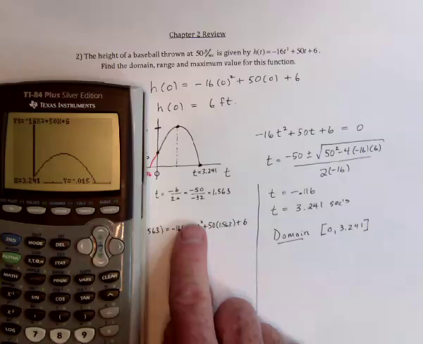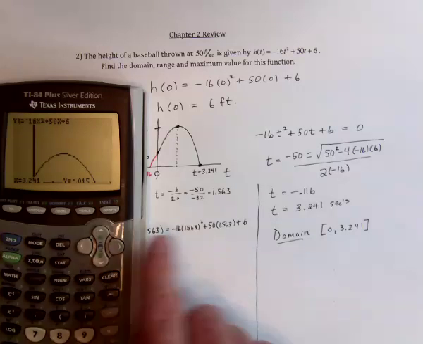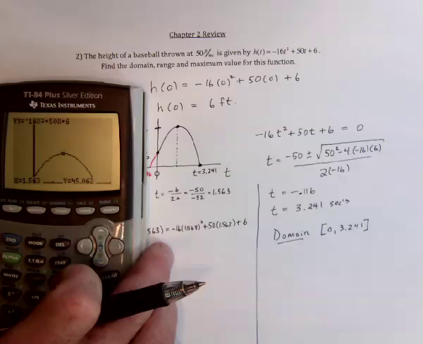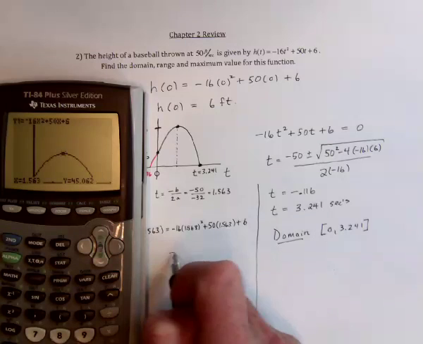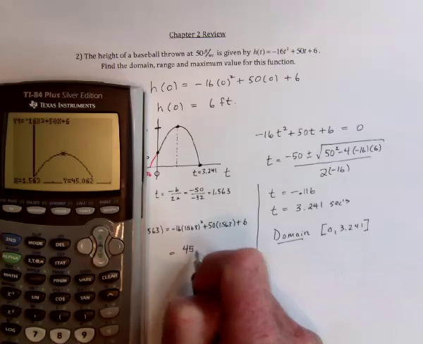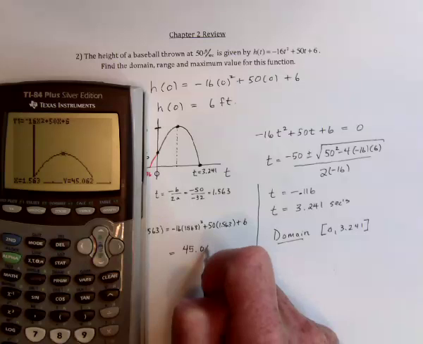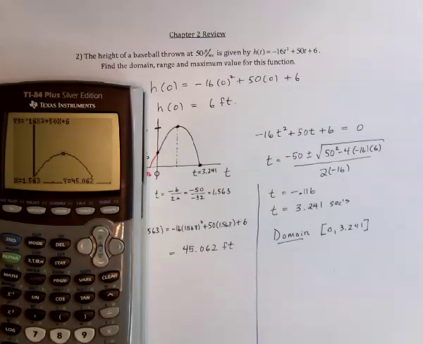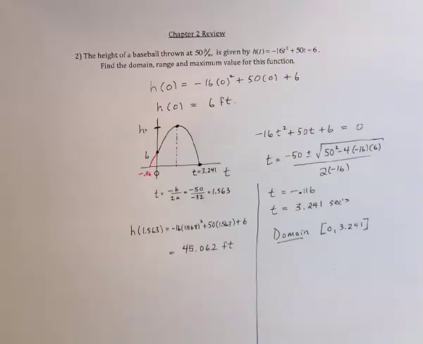Alright, the next part I wanted to do is find out what's the maximum height. So substitute this into the function. So trace, 1.563. It should put the cursor right here at the top. Yes. And so it's 45.062 feet. And now we have the range.